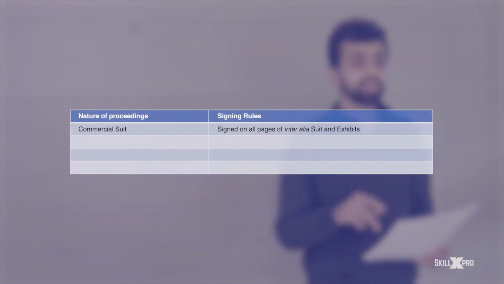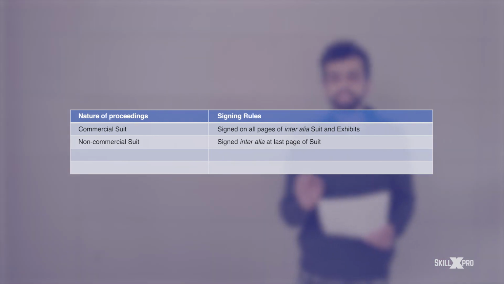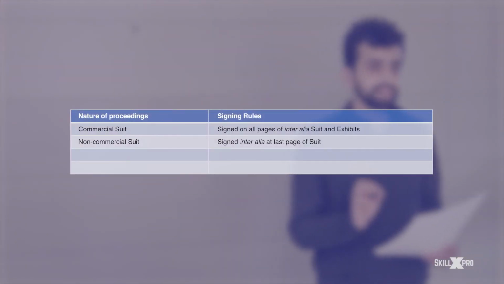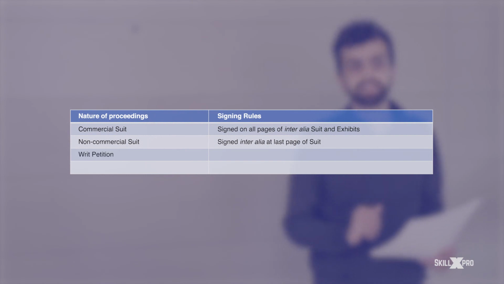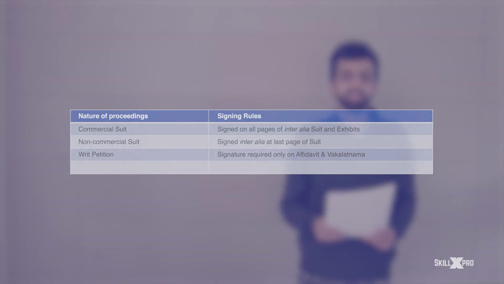Secondly, if it's a non-commercial suit, then you can go ahead with the last page being signed by the client, and the affidavits, etc. You need not sign each and every page, because only the Commercial Courts Act says that every page needs to be signed. So for the commercial suit, sign each and every page, and for the non-commercial suit, we can restrict to signing the last page and the affidavits. The third thing to keep in mind is that while filing a writ petition, you need not even get the last pages signed. If the client signs the affidavits and the wakalatnama, that is sufficient for filing the writ petition.